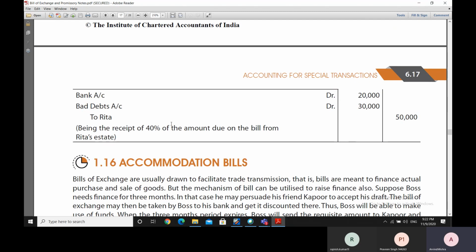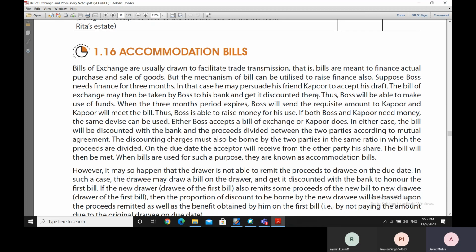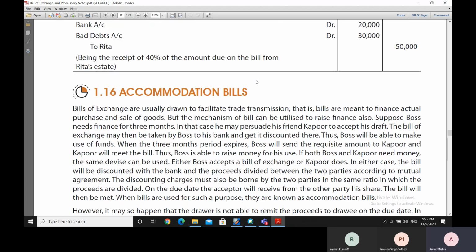So when we credit Rita's account with 50,000 rupees, now we have nothing more to receive from Rita, because we have written off 30,000 rupees as bad debt, and we have received the payment of 20,000 rupees in our bank account from Rita's receiver, or whomsoever is responsible for distributing the proceeds after insolvency.